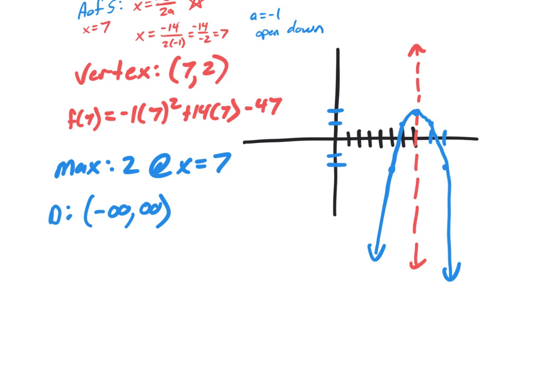okay? One that they will ask us is the range, because the range will be different, okay? In this case, how low is this graph going to go? Negative infinity. How high is it going to go? Up to 2. Okay, 2 is where it reaches its maximum point. So we would say negative infinity all the way up to 2 inclusive. Okay, bracket, because 2 is included in that range.